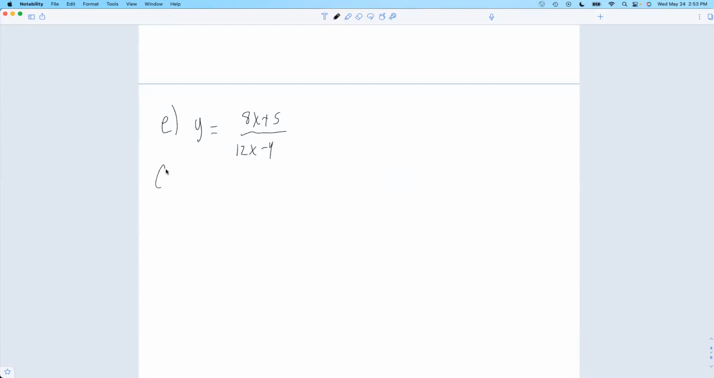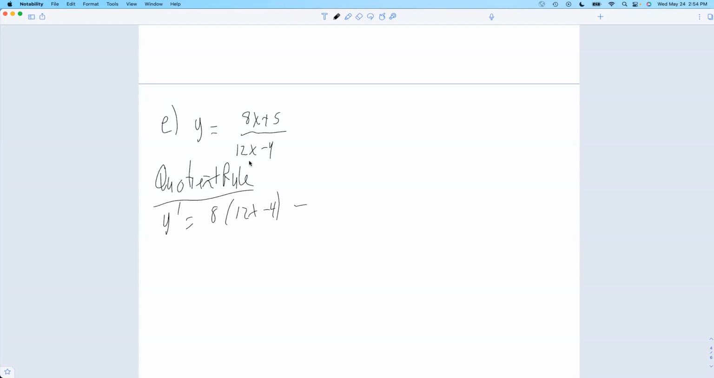So here's using quotient. Okay, so y prime will be the derivative of the top. The derivative of 8x plus 5. Derivative of 8x is just 8. The derivative of 5 is 0, say. 8 plus 0 is just 8. Times, leave the top alone. Or, sorry, leave the bottom.